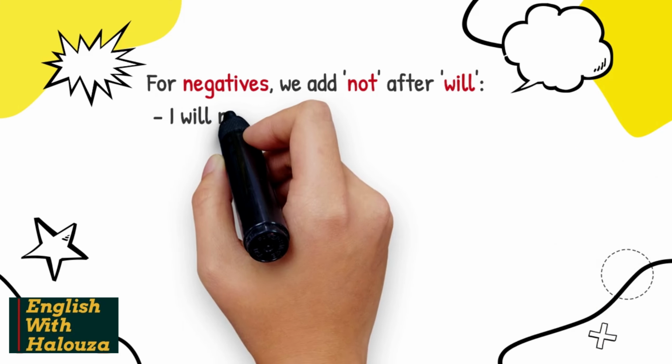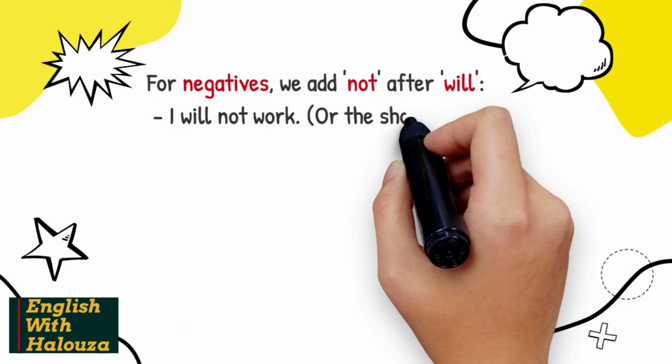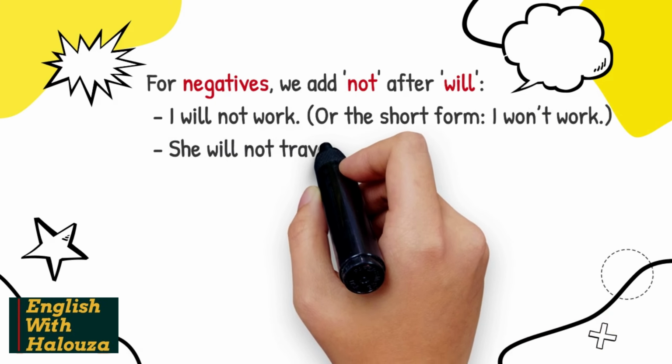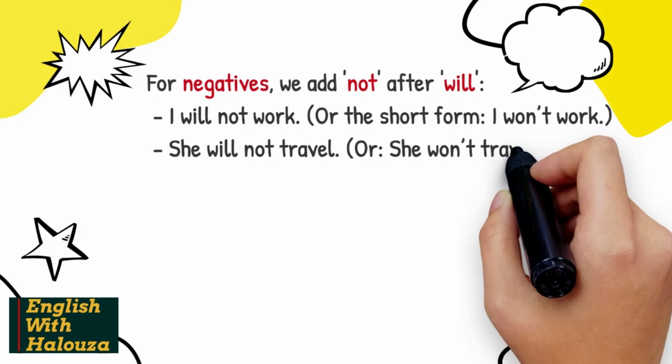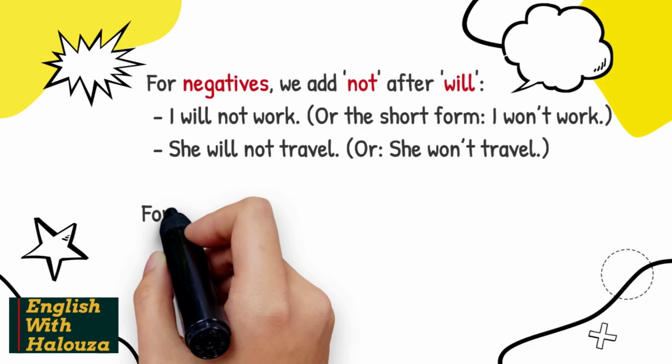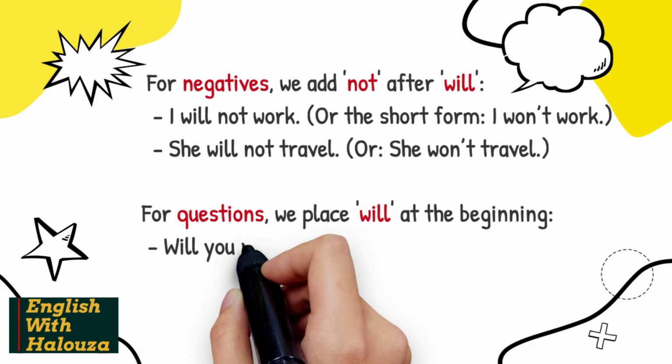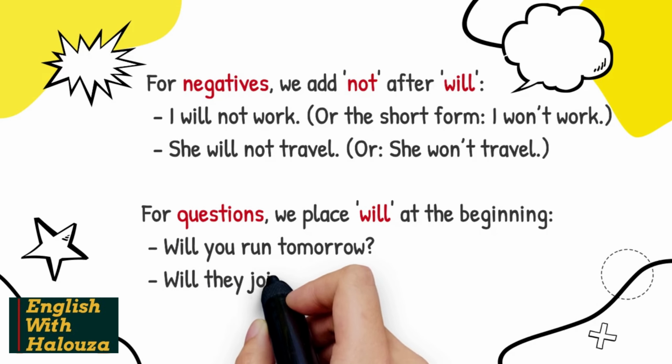For negatives, we add not after will. For example, I will not work. Or, the short form, I won't work. She will not travel. Or, she won't travel. For questions, we place will at the beginning. For example, will you run tomorrow? Will they join the meeting?